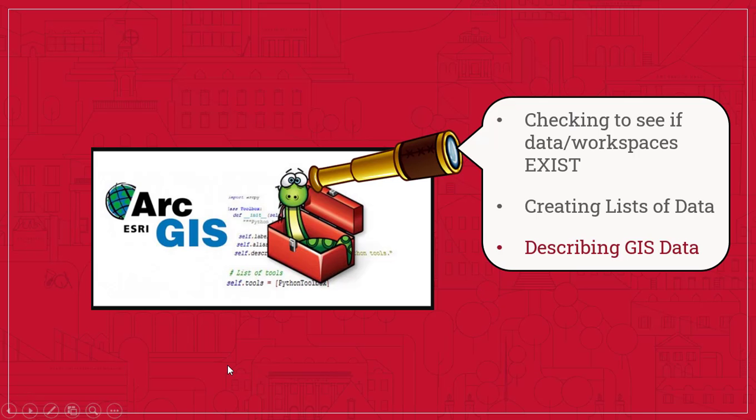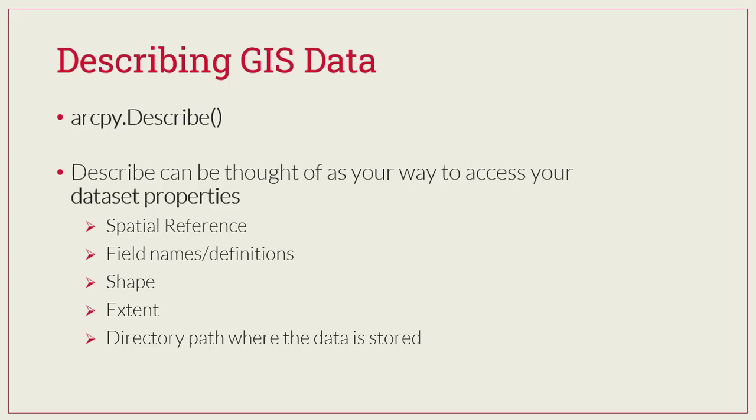In this installment, we are going to talk about how we use describe to describe our GIS data. So we've already talked through looking for what exists in our workspaces or what exists in our folders. We've already talked about making lists of what's in those folders and those workspaces. Now we're going to talk about how we get into the properties of our individual pieces of data. To do that, we use describe.